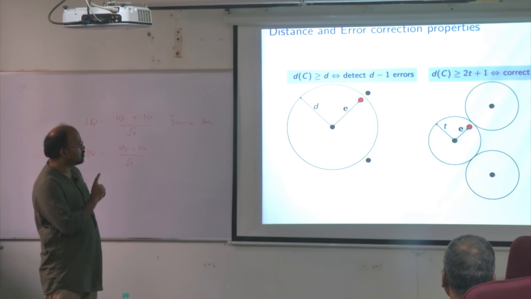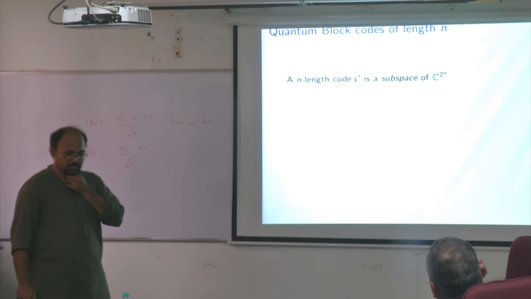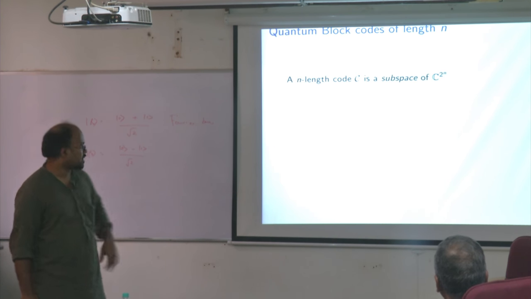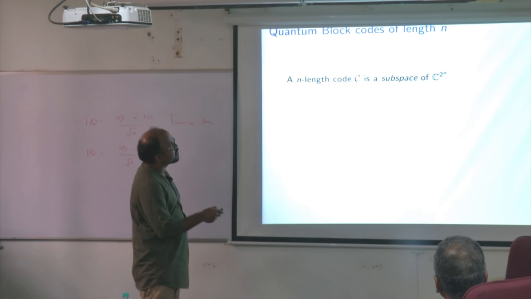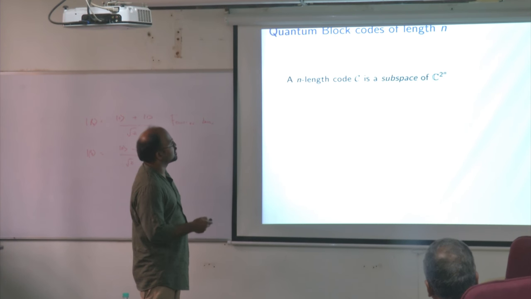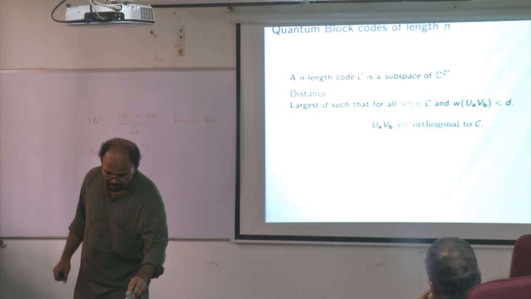Now I want to do essentially something like this. Remember that in quantum information we should be talking about subspaces. So a classical code was a subset of F2 power n. Now an n-qubit code is just a subspace. So now this requires some quantum mechanics.